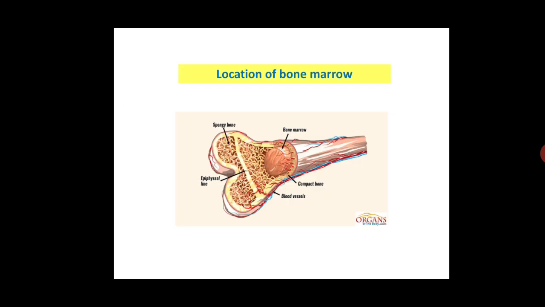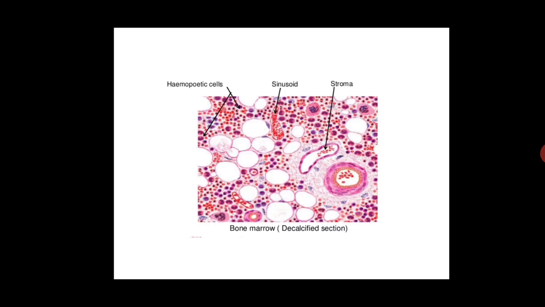Bone marrow. It is a spongy tissue present in long bones. As is visible in the diagram, the yellowish part is bone marrow. In this diagram, hematopoietic cells are present.